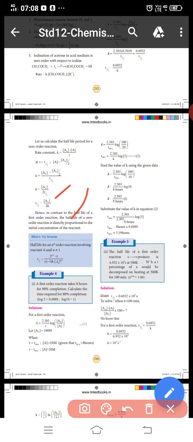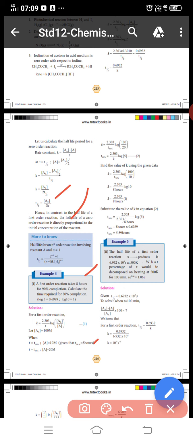Okay, one example to discuss the first order reaction: 8 hours for 90% completion. Calculate the time required for 80% completion. Log 5 is equal to 0.6989, log 10 is equal to 1. So for the first order reaction, k is equal to 2.303 by t log of a naught by a. Let a naught be 100 M, then t is t 90%, so a is equal to 10 M, given that t 90% is equal to 8 hours.